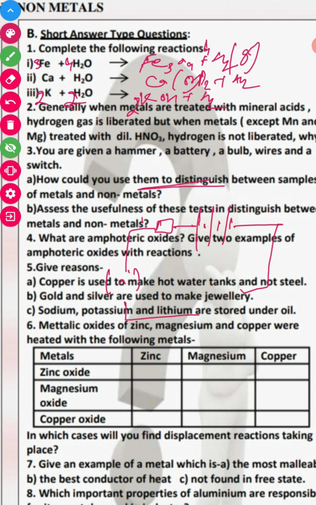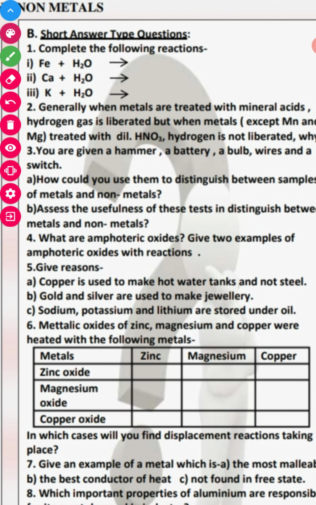Next question: assess the usefulness of these tests in distinguishing between metals and non-metals. You can distinguish by this test, as metals are good conductors of electricity and non-metals are bad conductors of electricity. You have to write that we have taken a battery, then a bulb, a switch, and that metal.